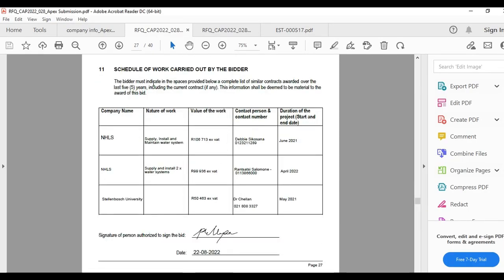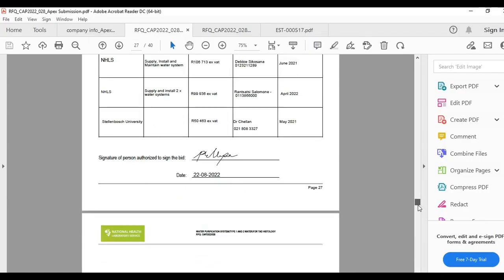The bidder must indicate in the spaces provided below a complete list of similar contracts awarded over the last 5 years, including any current contract, if any. So this is where we need to give other references. We try and give at least 3 references of similar projects that we've done. So in this case, because it was for a water system, we've put references for other water systems that we've supplied recently, and you can fill in the value of the work, the contact people's name, contact number and email address, and a general idea of when this was done. Then again, you'll sign the bottom, fill in the date.